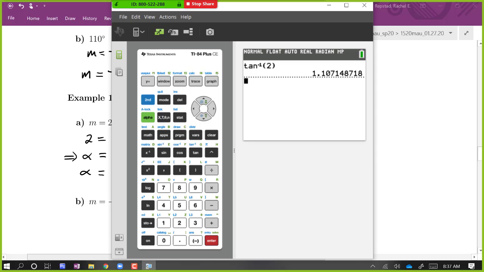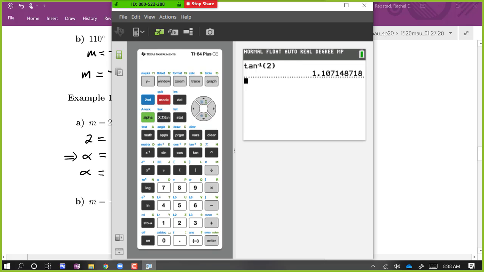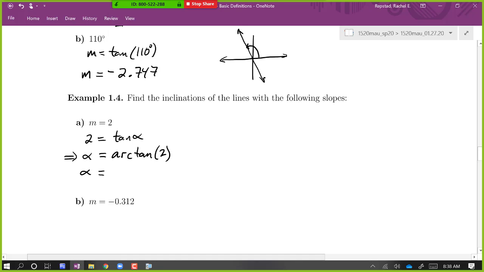I looked at the type of number that I got there, and I knew right away my calculator is not in degree mode, it's in radian mode. So I'm going to switch to degree mode here. It's okay to give the answer in radians, just be aware of what mode your calculator's in. So 63.4 degrees. Now that makes sense. We got an angle that is acute, that corresponds to that positive slope, and that's what we would expect.